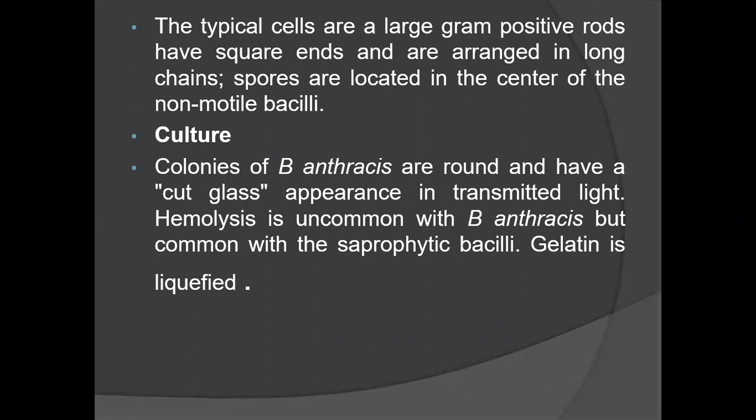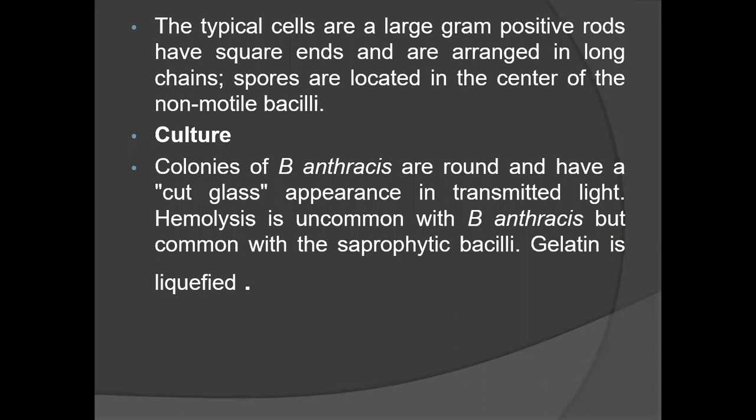In transmitted light, hemolysis is uncommon in Bacillus anthracis, but common with the saprophytic bacilli due to its ability to produce a variety of enzymes and hemolysins that degrade RBC. Also, gelatin is liquefied. This bacteria can utilize simple sources of nitrogen and carbon for energy and growth.